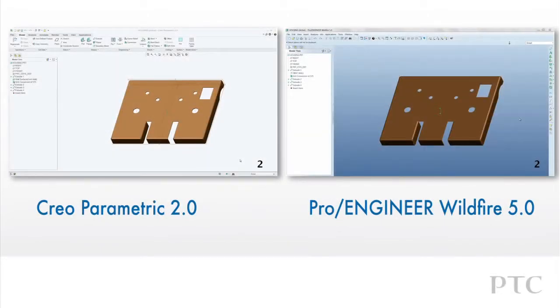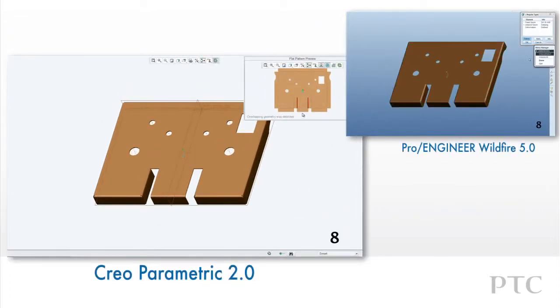Creo Parametric introduces many enhancements to make the process of creating sheet metal parts faster than Pro Engineer Wildfire. One of the biggest enhancements in Creo Parametric is the Flat Pattern Preview function.